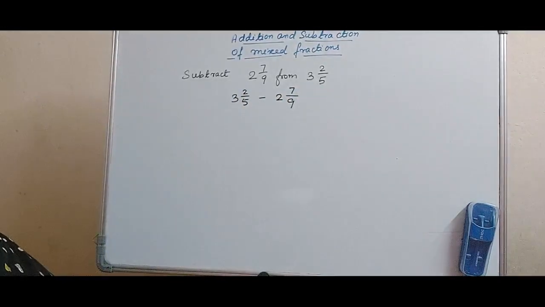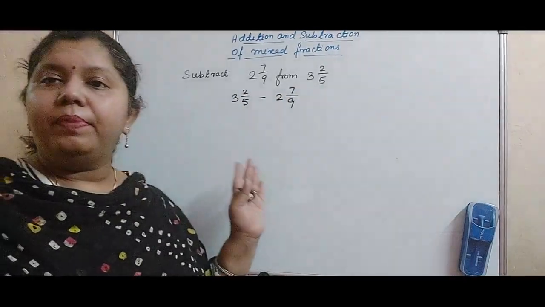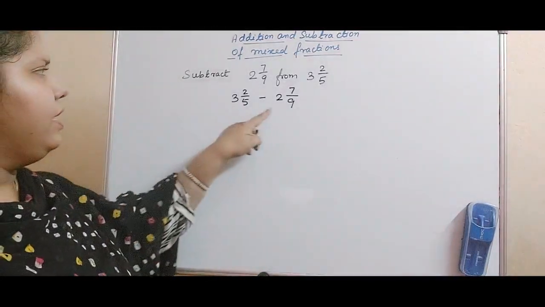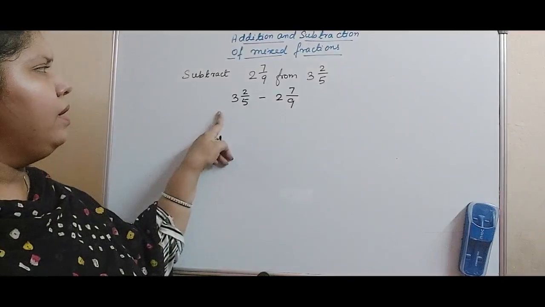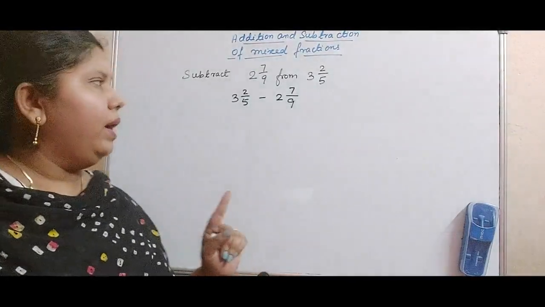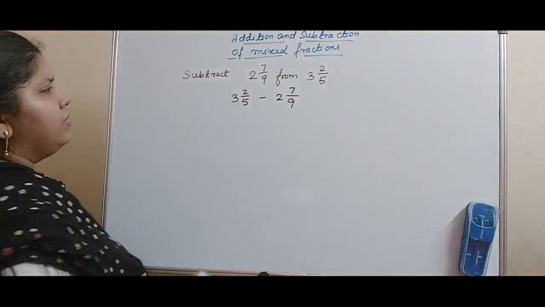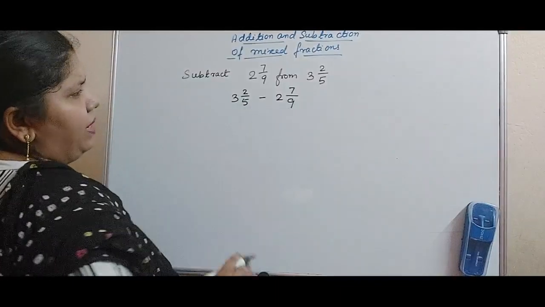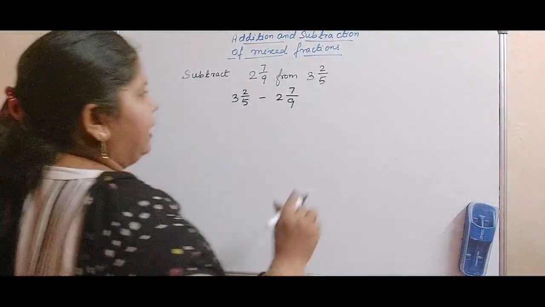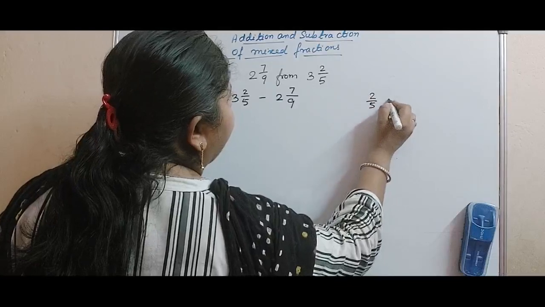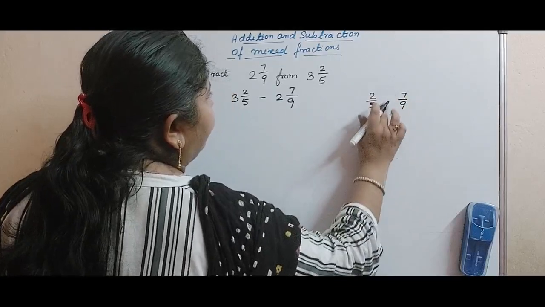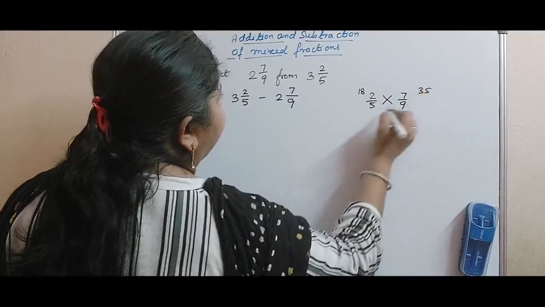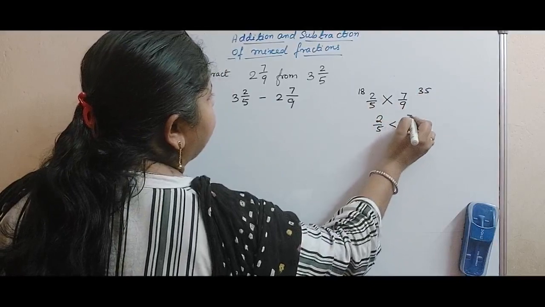Okay, then here also we can apply two methods. But what happens here, you can see the difference between the whole number parts is only 1. Also, in the fractional part, 2 by 5 is less than 7 by 9. If we compare 2 by 5 and 7 by 9 by cross multiplication, we get 18 on this side and 35 on this side. So that means 2 by 5 is less than 7 by 9.